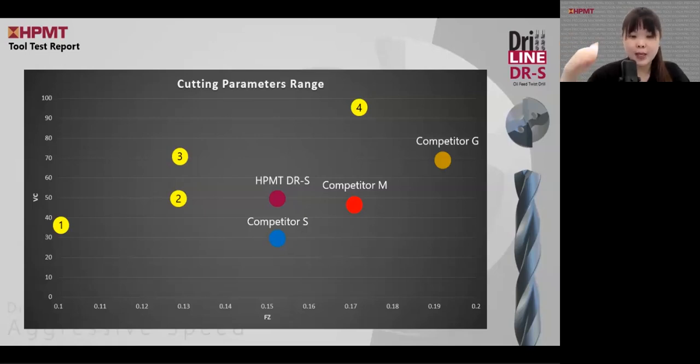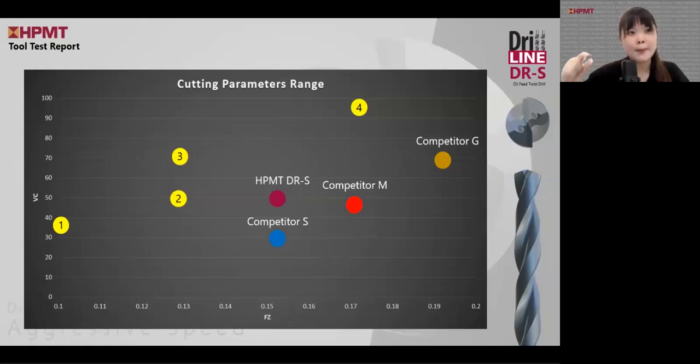So we pick competitor S, which is pretty dominant in that area, and plot out their cutting parameters. From there, we set up our first cutting parameter on par with competitor S, and then increase it a little bit so it is on par with the other competitors. Knowing that competitor G is on the more aggressive side, we set up our third set of cutting parameters on par with it.